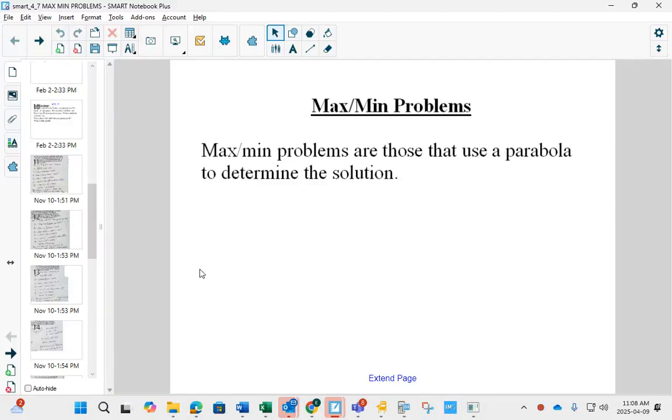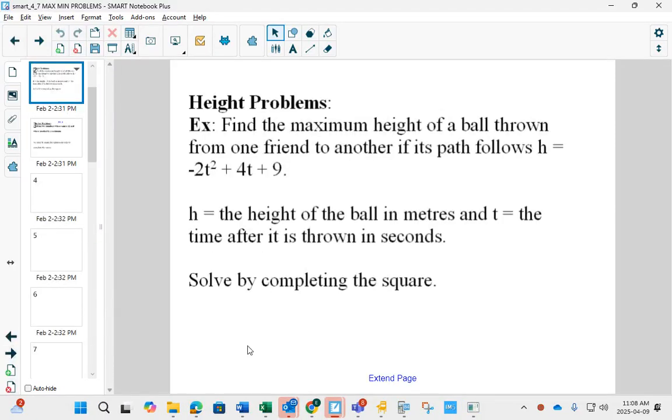The easiest max-min problems are ones where the word problem gives you the equation built in. In other words, the word problem isn't a word problem because they give you all the information. Here's a height problem, and it says find the maximum height of a ball thrown from one friend to another if its path follows this.